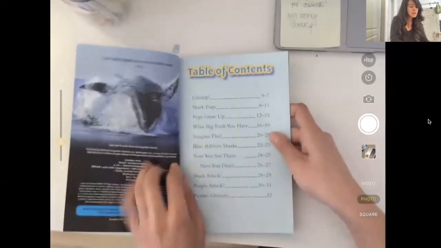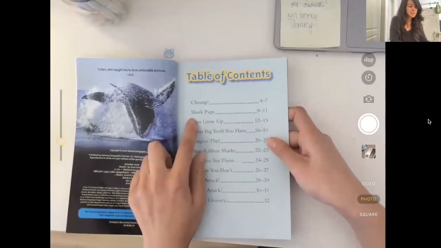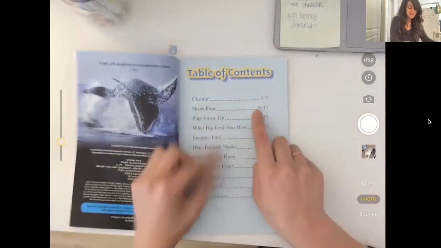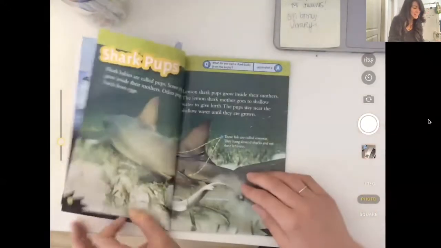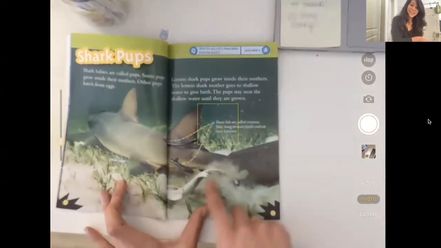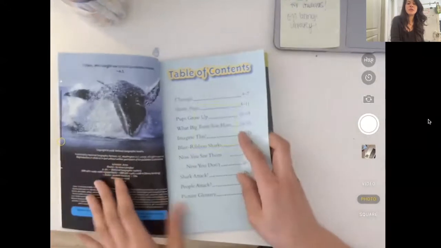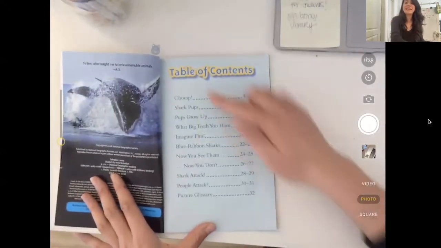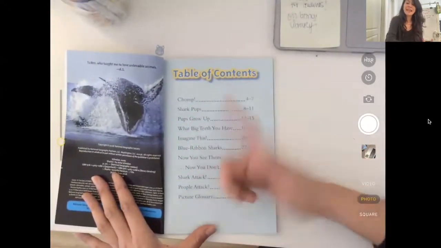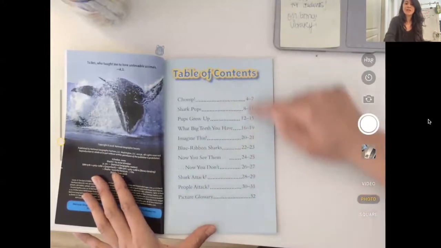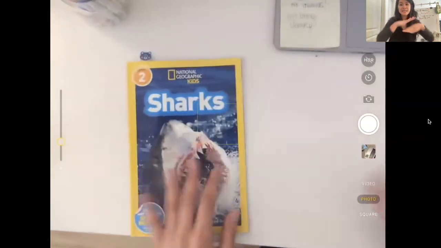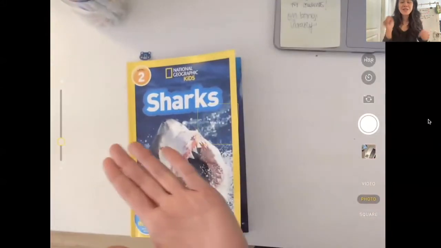Let's go back. I want to learn about shark pups, which are babies. So that would be page 8. If I go to page 8, oh, look at it. It's a shark pup. So that's what a table of contents is used for. It helps the readers find important information by letting the readers know what page to go to. So that's what you're going to do today, authors. You're going to add a table of contents to your writing.